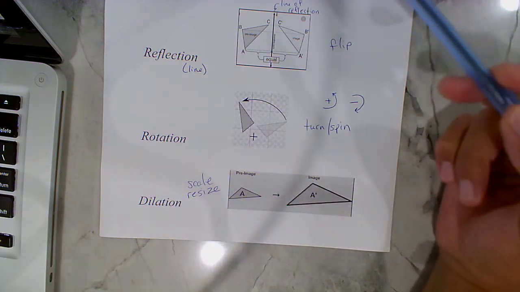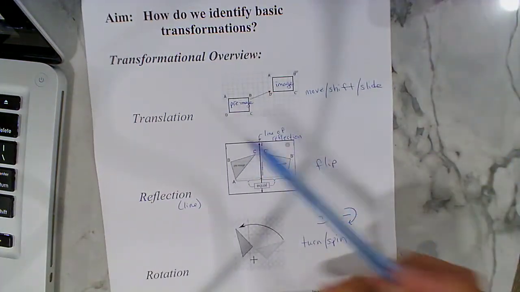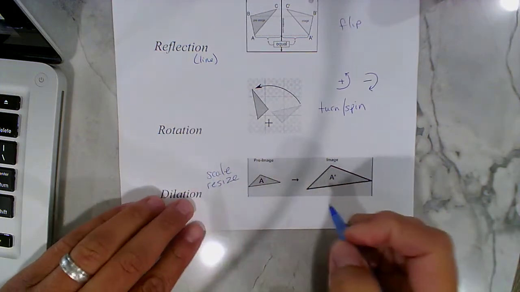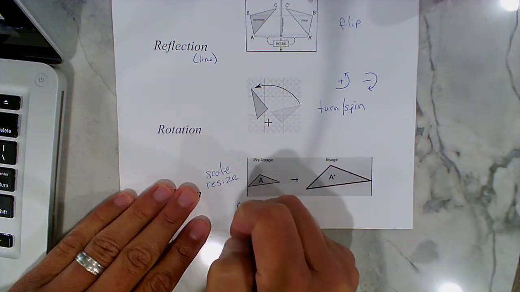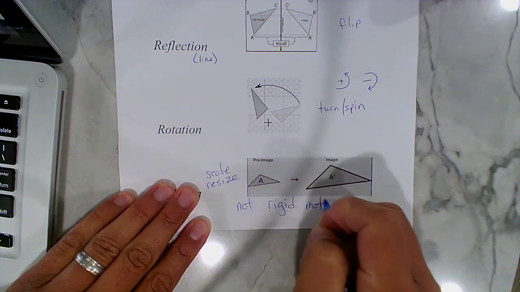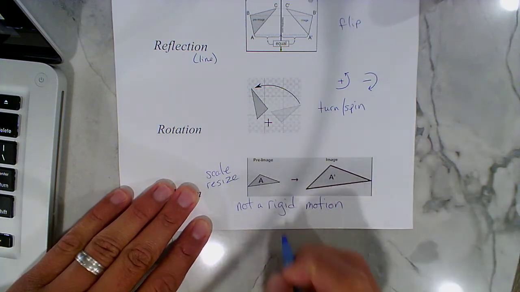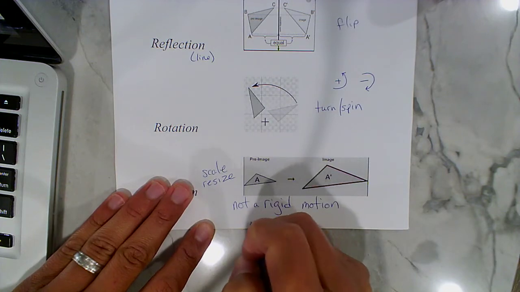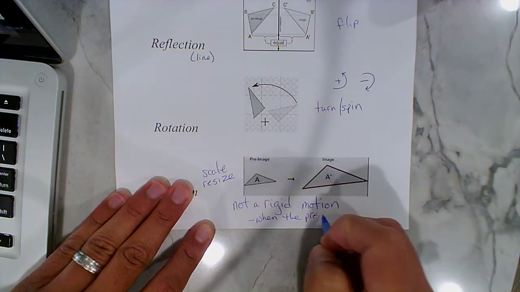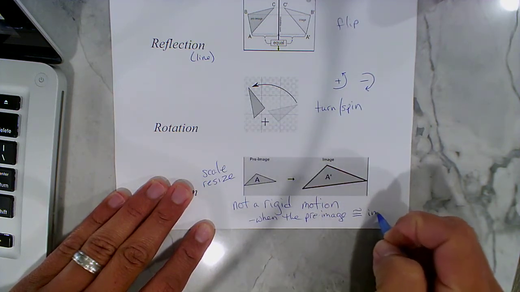All right, so one last thing. Same size, same size, same size, not the same size. So dilations generally are not rigid motions. Not a rigid motion. And a rigid motion, this is an important word, is when the pre-image is congruent to the image.